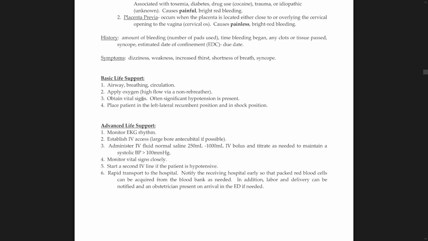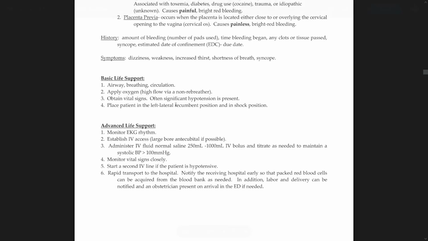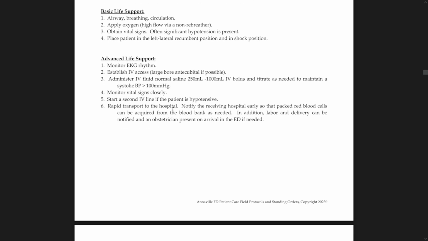You want to obtain vital signs. There is often significant hypotension present. You want to place them in the left lateral recumbent position and in a shock position. For ALS support, you want to monitor an EKG, go ahead and get a 12 lead, and establish IV access. A large bore in the AC is usually preferred.